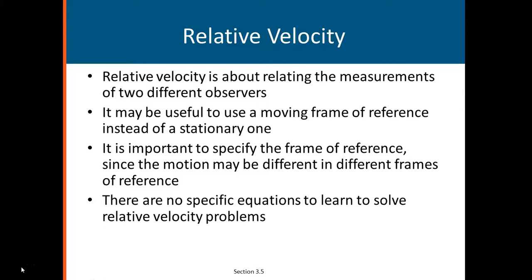Okay, so this is going to be a pretty short video, just to talk about relative velocity. We don't talk about it too much. We'll have a few questions on it that will come up on the tests, one or two, but I just want to make sure that you guys understand the concept.